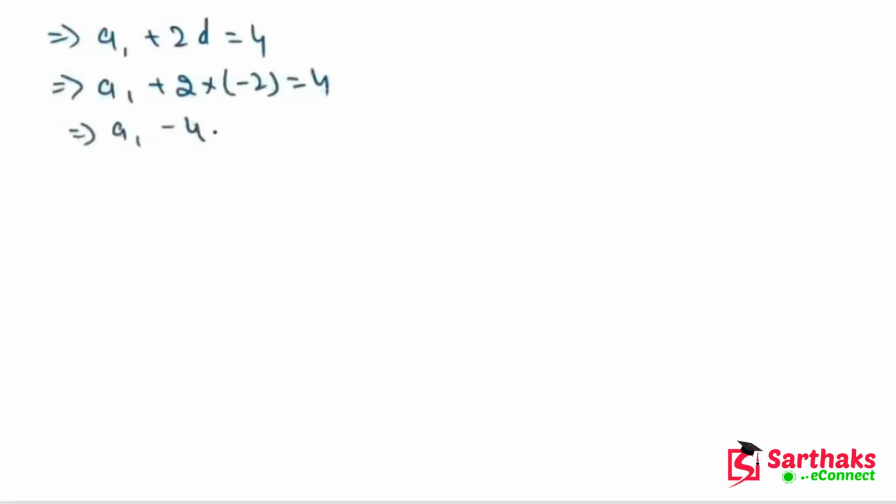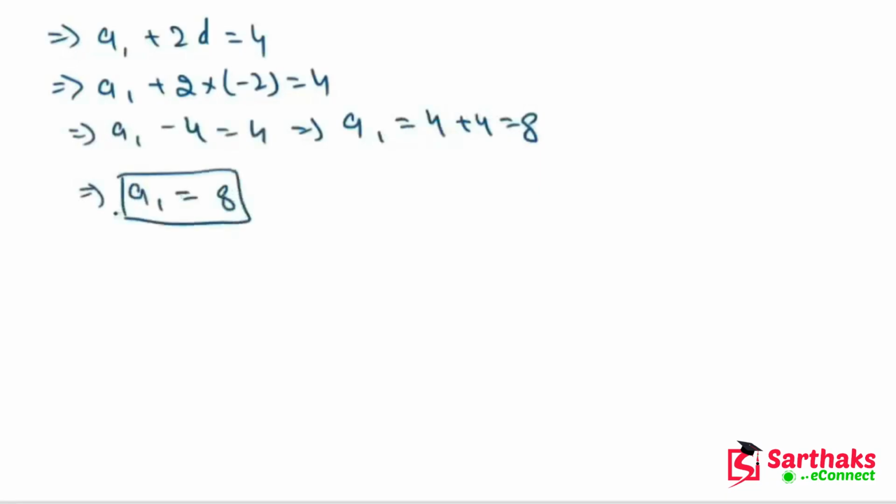We know a1 plus 2d equals 4, so a1 plus 2 into minus 2 equals 4. a1 minus 4 equals 4. We get a1 equals 4 plus 4, which is 8. So the value of a1 is 8.